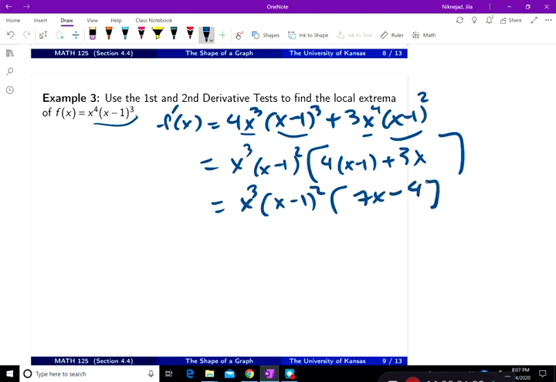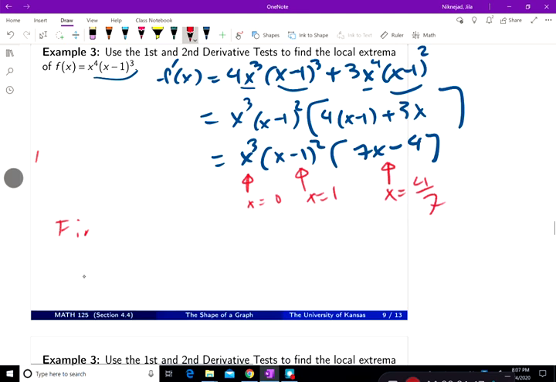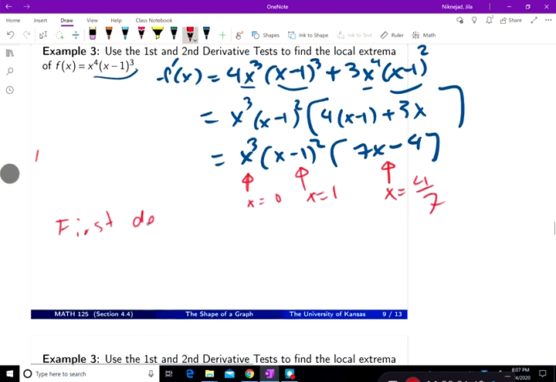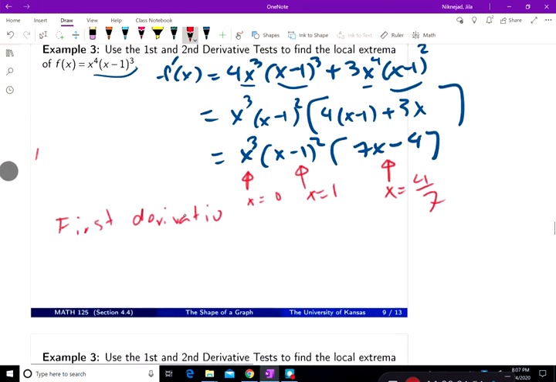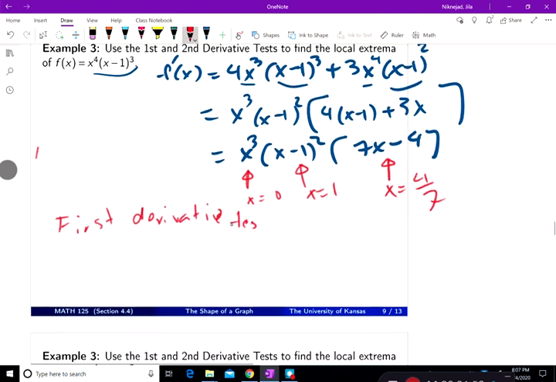That's 7x minus 4. Now, how many critical numbers do I have? x equal to 0, x equal to 1, and x equal to 4 over 7. Now that I have all the critical numbers, let's do the first derivative test.